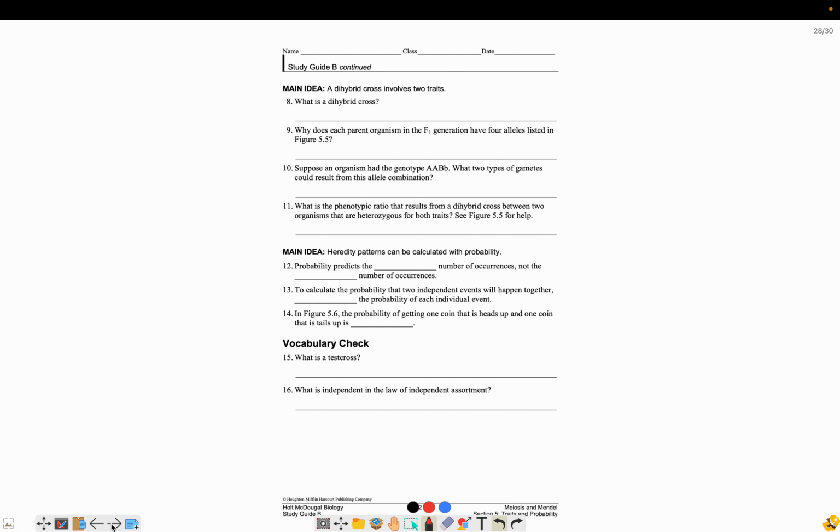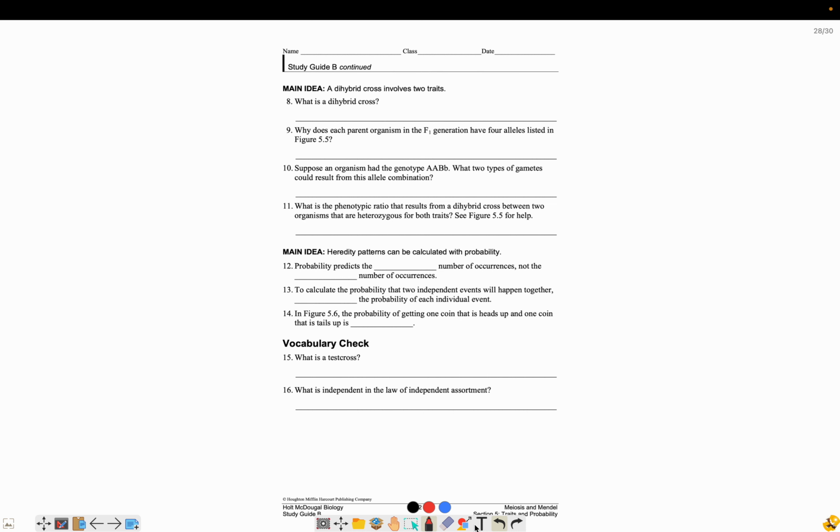Hold on, let me see. 5.5, let me take a look at this image. Just write that each parent has 2 traits, which equals 4 genes. So remember that a different form of a trait is an allele. So each parent has 2 traits, which equals 4 genes.